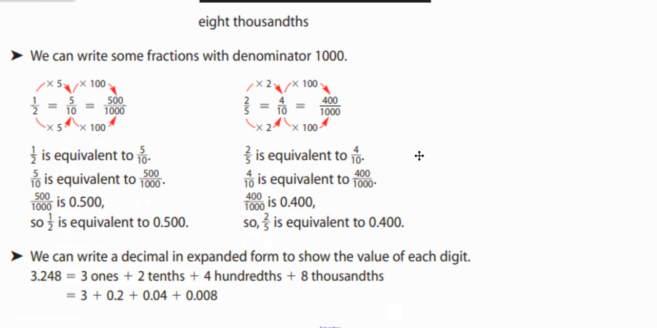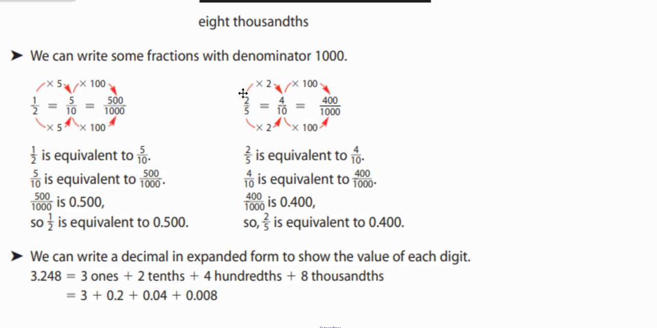Now, using what we've done with equivalent fractions, we can write these with a denominator of 1,000. So if I'm looking at 1/2, I can multiply top and bottom by 5. That'll get me to 5 tenths. And if I multiply that by 100, that is the same as 500 over 1,000. So I can say that 1/2 is 0.500 by doing that.